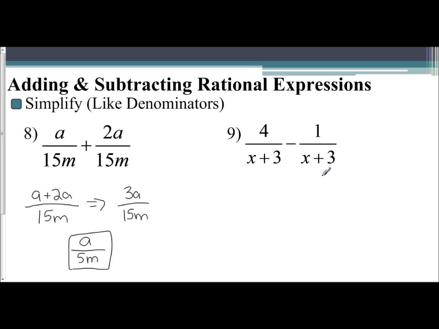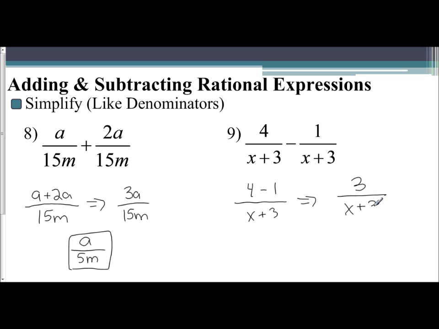I have common denominators. So I can just put the two fractions together under that denominator, combine like terms, and simplify. The same goes here. I already have an x plus 3 and an x plus 3 in the bottom. I have my common denominator. I don't need to find it. And so I can combine them, doing the operation over x plus 3. So I have 4 minus 1, which is 3. So I have 3 over x plus 3.